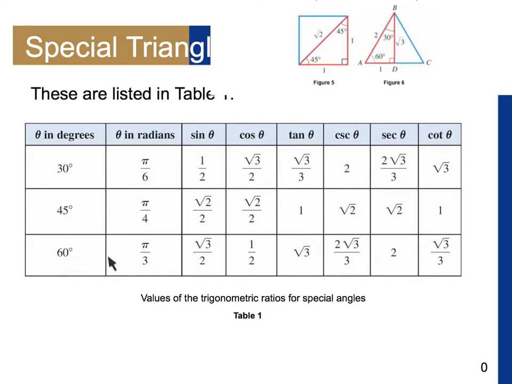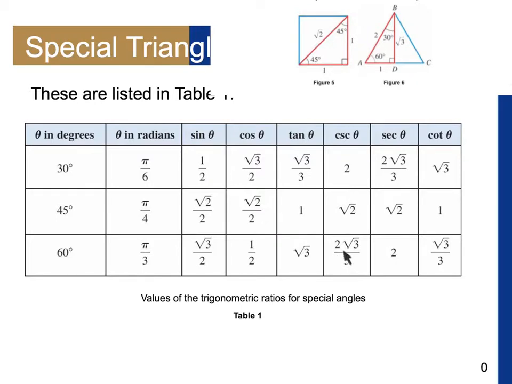Now let's do 60 because it's in the same triangle. So we'll do 45 last. Okay, so sine of 60 is opposite over hypotenuse, square root of 3 over 2. And remember, 60 is pi over 3 radians. Cosine of 60 is adjacent over hypotenuse, so 1/2. Tangent of theta is opposite over adjacent, so tangent of 60 is square root of 3 over 1. Okay. And then the rest are just ratios.